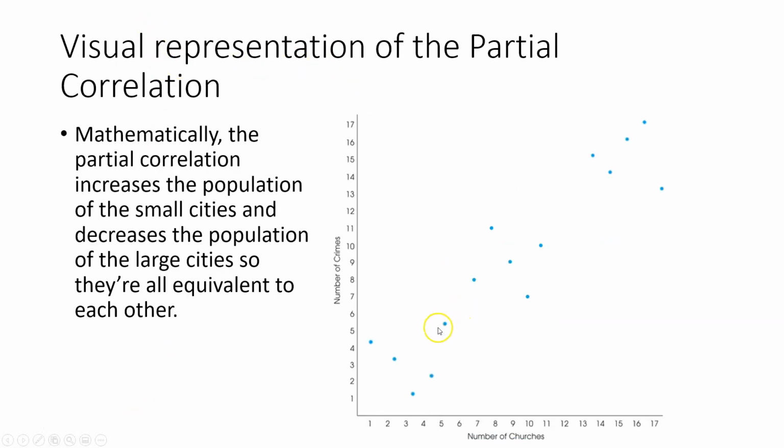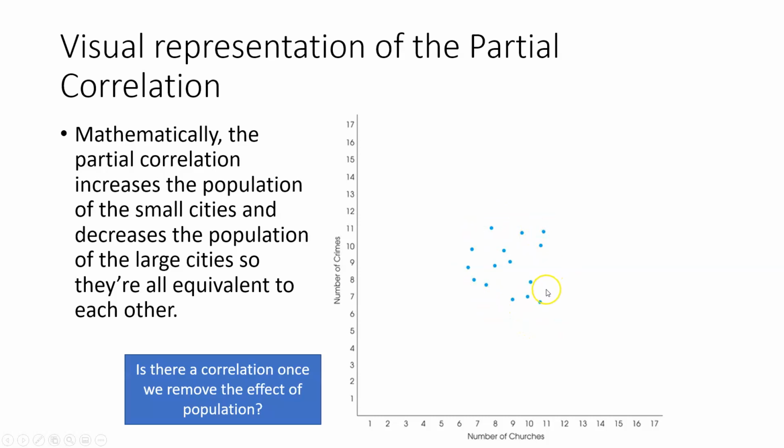Visually, what's going on is, remember we had our small cities, medium cities, and large cities. Basically, we're mathematically forcing all of those cities to overlap with each other and be treated as if they were medium cities. So we've held constant all of the different sizes of cities and we've made them as if they were equivalent. And then we ask the question, is there a correlation now once we've removed the size of the cities to make them all approximately the same size? And the answer, of course, is no, there's no correlation between number of churches and number of crimes when you hold constant the effect of population.